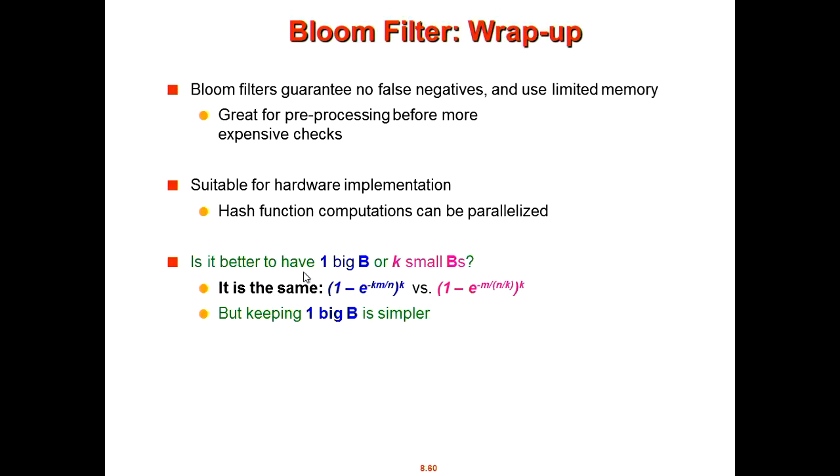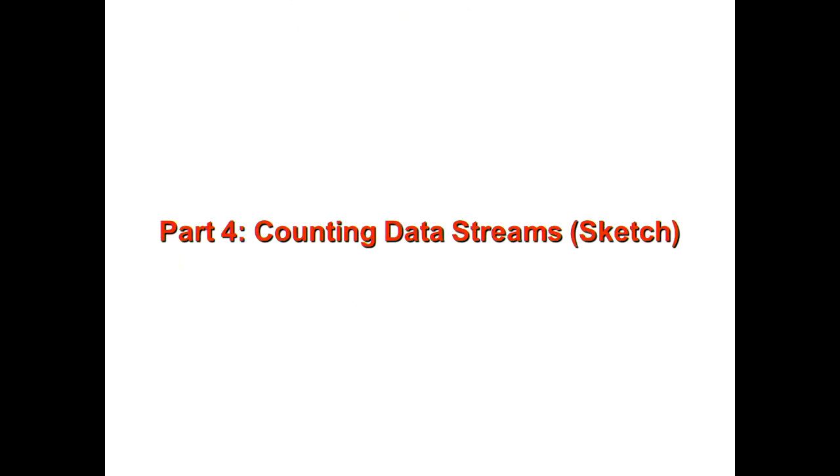So is it better to have one big bit array or k small bit arrays? Actually it is the same, because based on the computation, the probability is the same. But if we just keep one big bit array, it's much simpler. So that's normally what we do. Okay. So that's the Bloom filter.